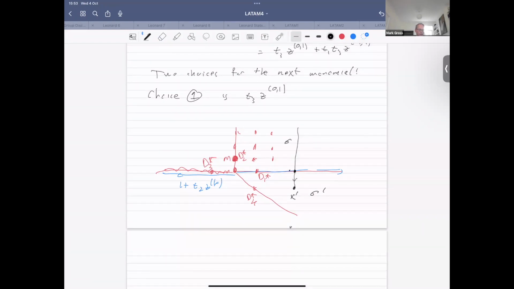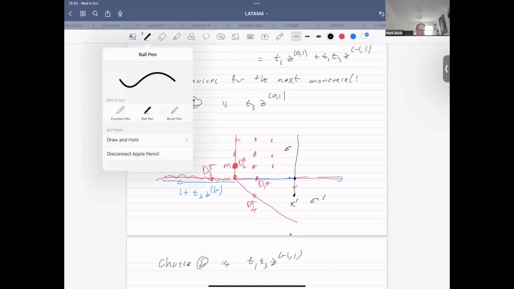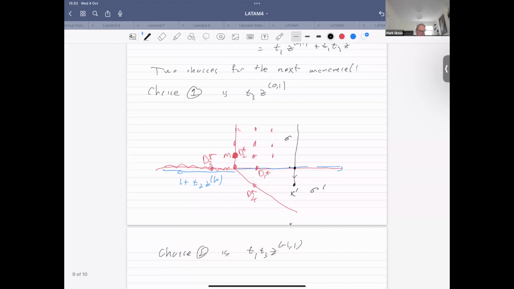The second choice is this other term, which you see over here, T1 T3 z to the minus 1, 1. And that means I can now draw the broken line corresponding to that. When we cross the wall, we suddenly change direction, heading in the direction of minus of this exponent. That's 1, minus 1. So we head southeast. So those are the two broken lines that end up at x prime.